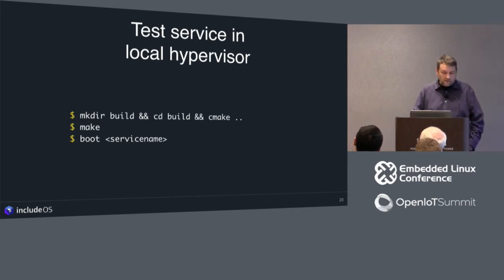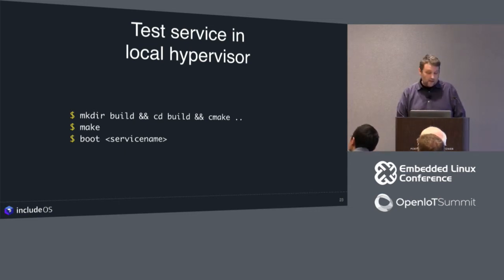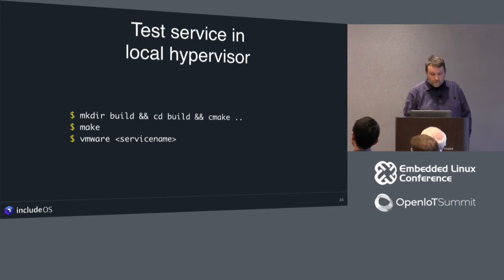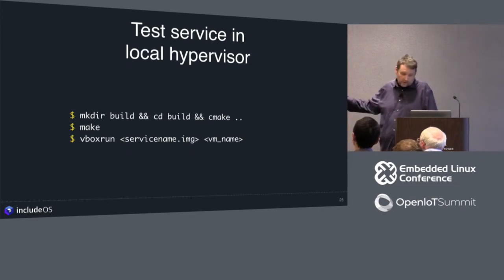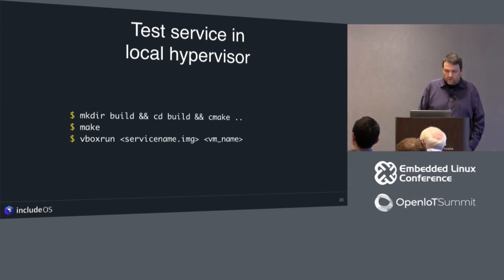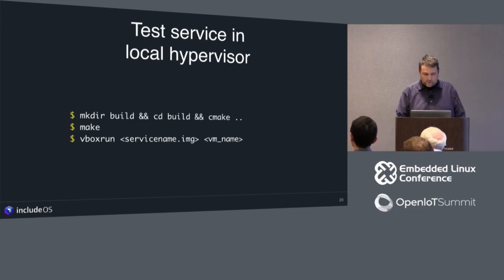And then there's a command supplied, which is called boot, which builds and runs the image, and this is in QEMU, using KVM acceleration if it's available. Now, if you prefer VMware, you just change the command, and the exact same service gets run in VMware. Or if you prefer VirtualBox, you can run the same image, but here you have to add a logical name because VirtualBox gets confused if you add the same image multiple times.